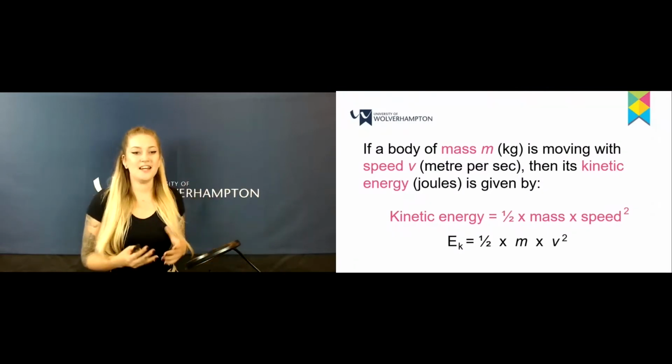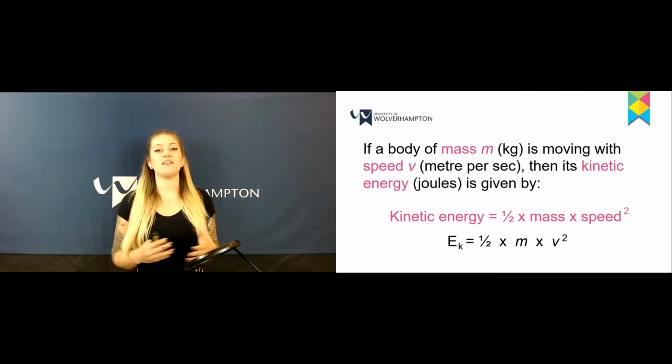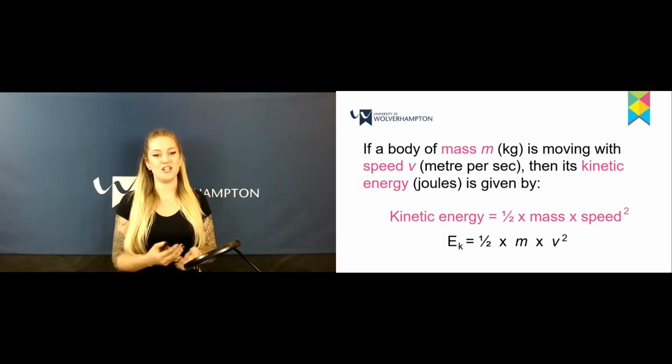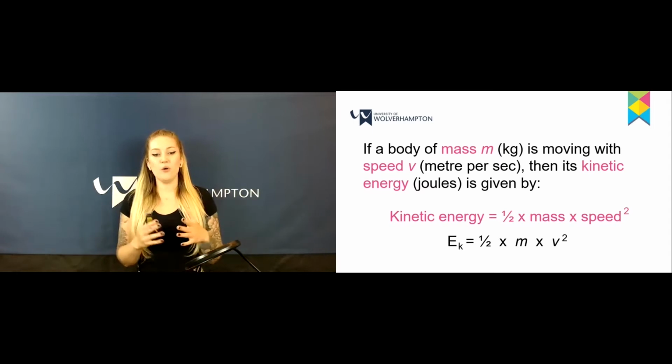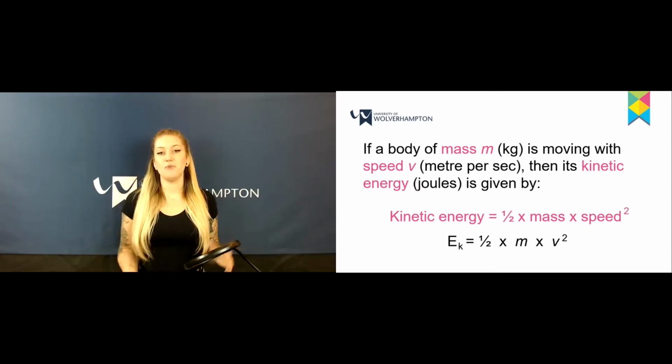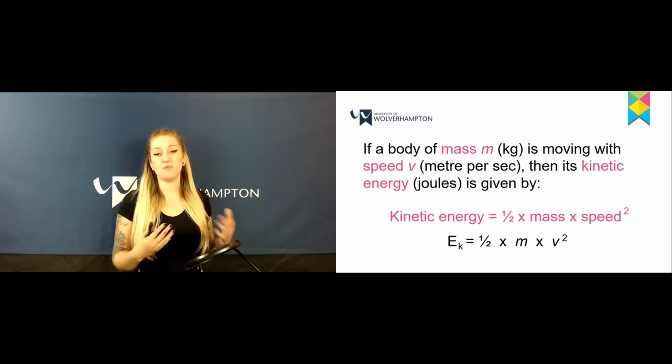So let's start off by describing what kinetic energy is. Kinetic energy is the energy of something that's moving. So if you are moving, you are making kinetic energy. The formula for kinetic energy is on the screen at the moment. It's half multiplied by the mass multiplied by the speed squared, which gives you the kinetic energy. And this is written as E with a small k.